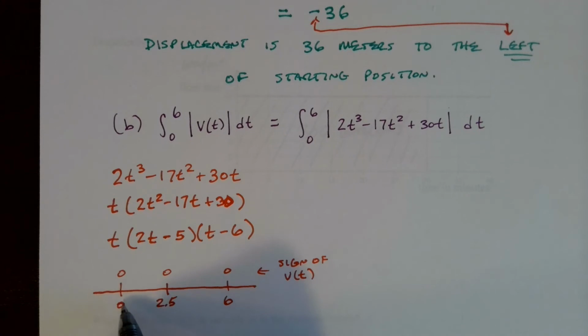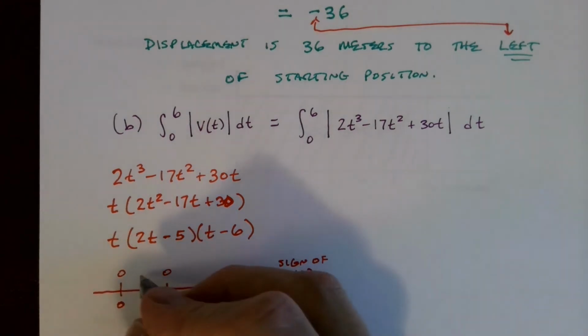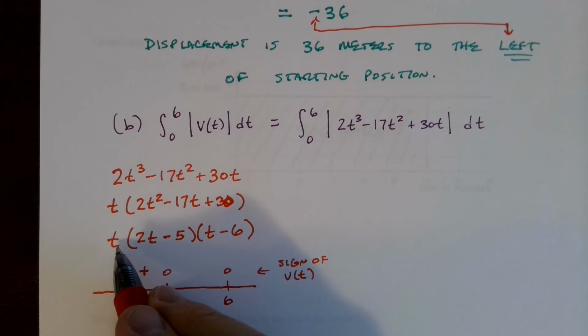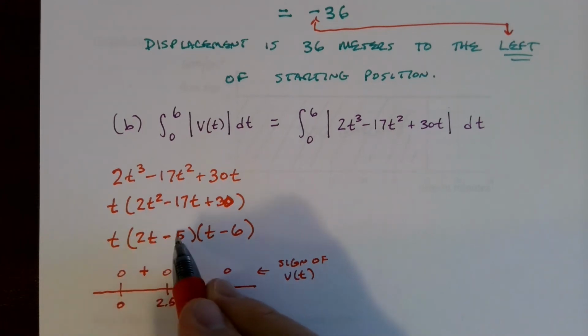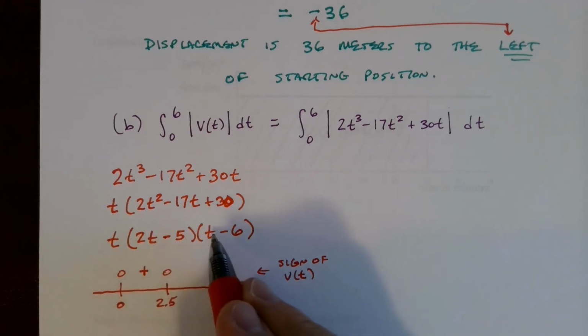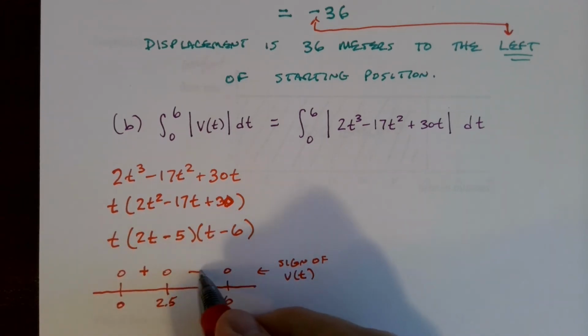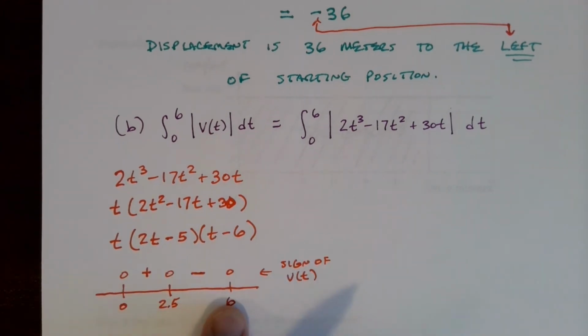Between 0 and 2.5, let's check a number like 1. So 1 is positive. 2 times 1 is 2 minus 5, that's negative. 1 minus 6, that's negative. Negative times positive, that's a positive. And then 2.5 to 6, like 3. If I plug in 3, I get 3 is positive. 2 times 3 is 6. 6 minus 5 is 1, positive. 3 minus 6 is negative 3. Positive times negative is negative. So remember doing that kind of sign check for a function.